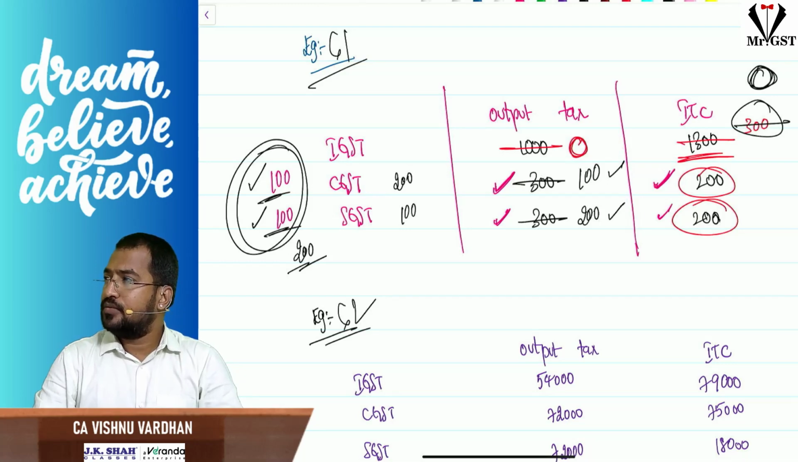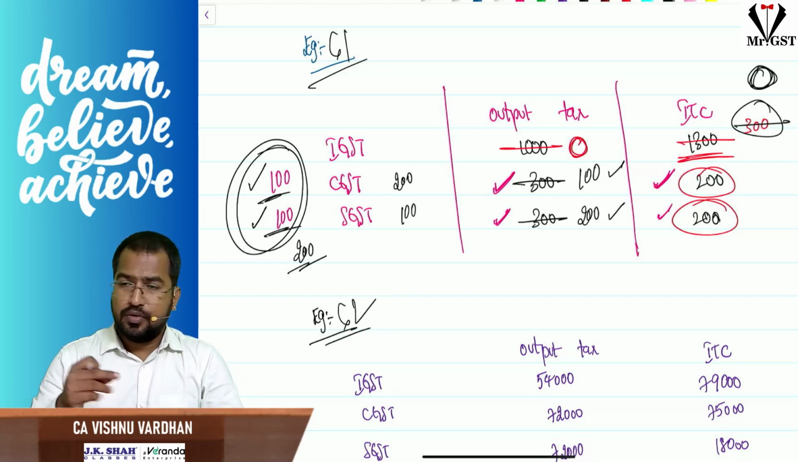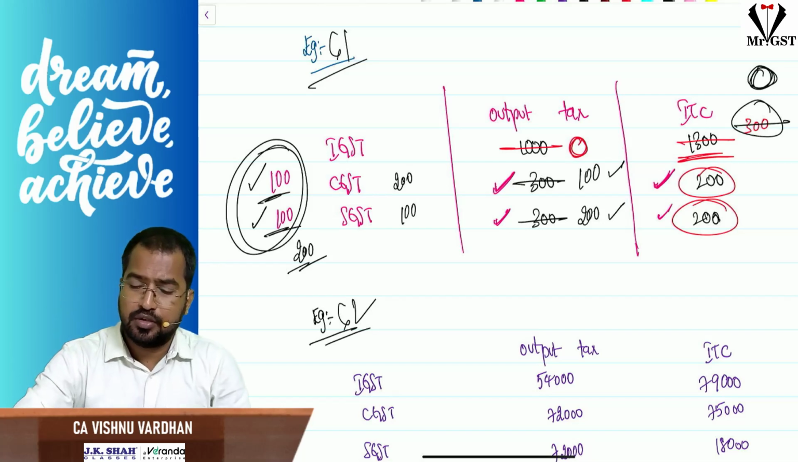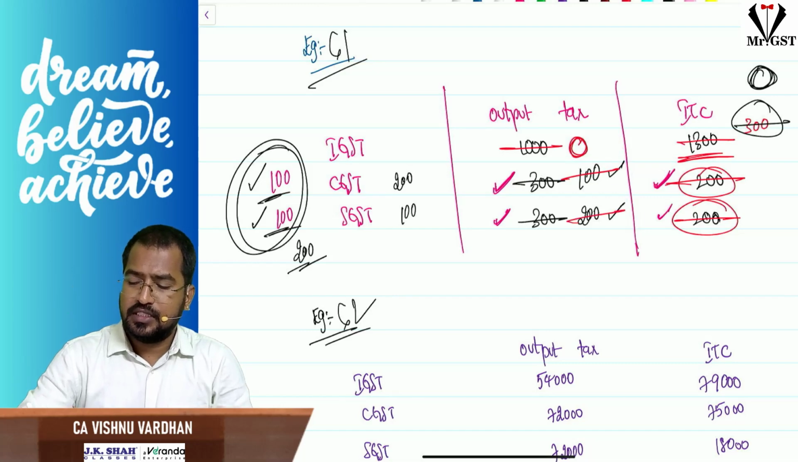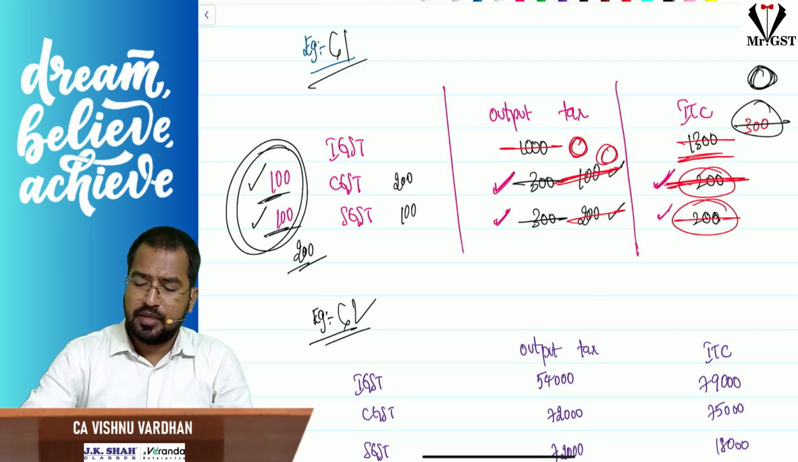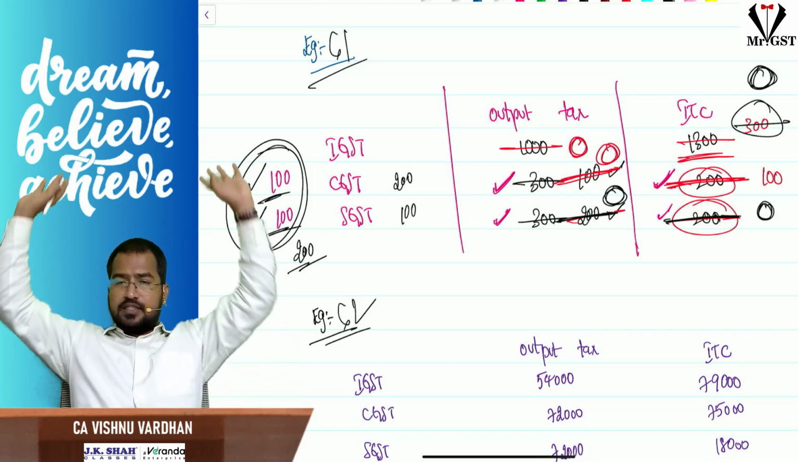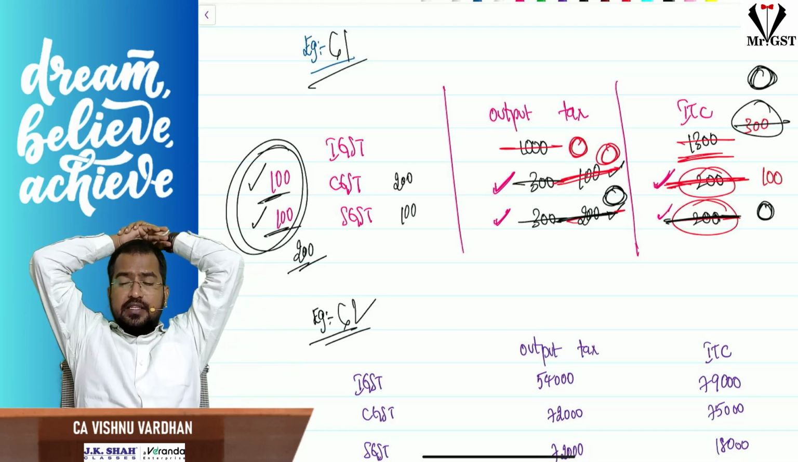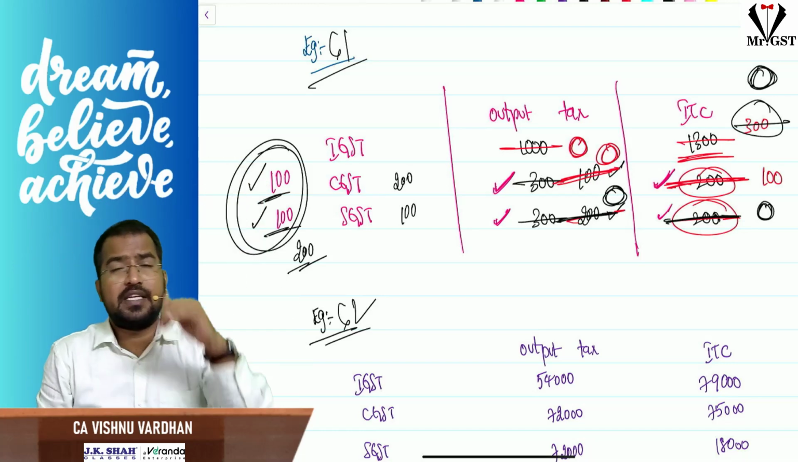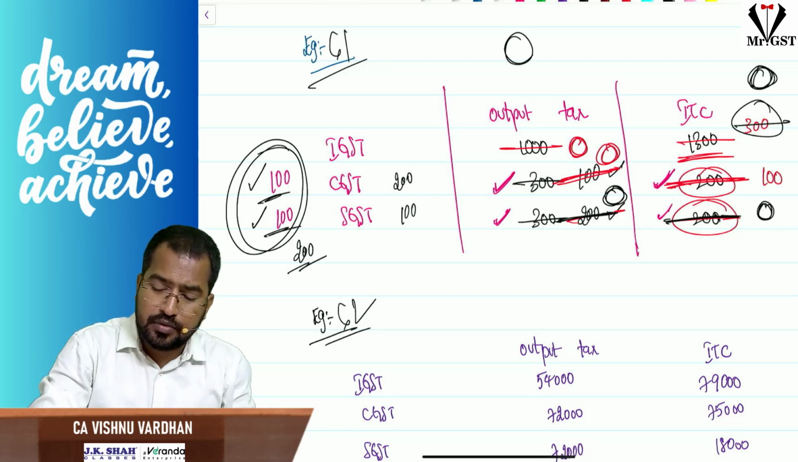Shall I continue? So now the moment IGST ITC became 0, what you have to do? Use CGST balance for CGST payable. CGST payable will become 0. CGST balance still 100 is there. Use SGST 200 rupees balance for SGST 200 rupees payable. So this becomes 0. This becomes 0. What is the final answer? The final answer is, sir, output tax net minimum GST payable in cash is 0.